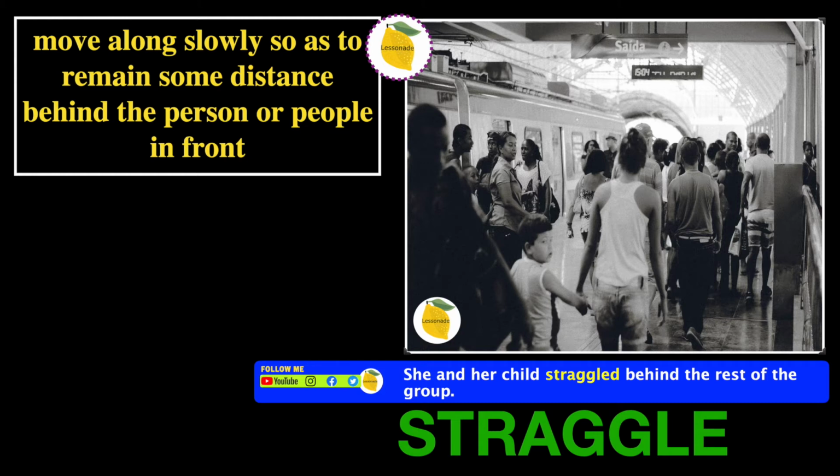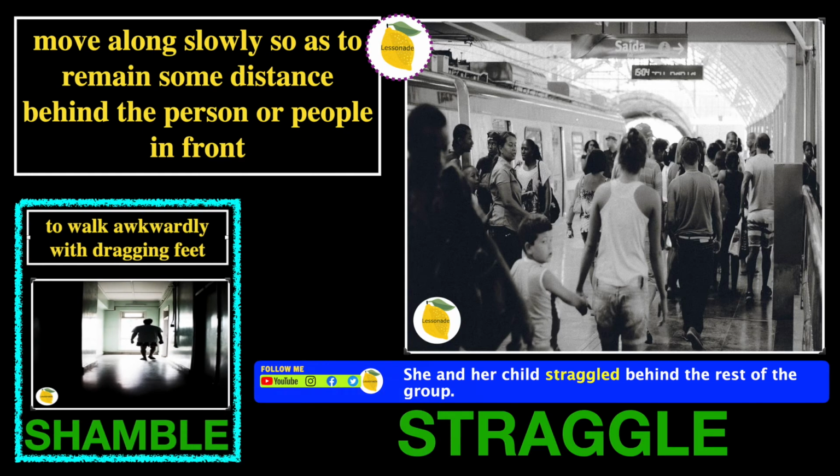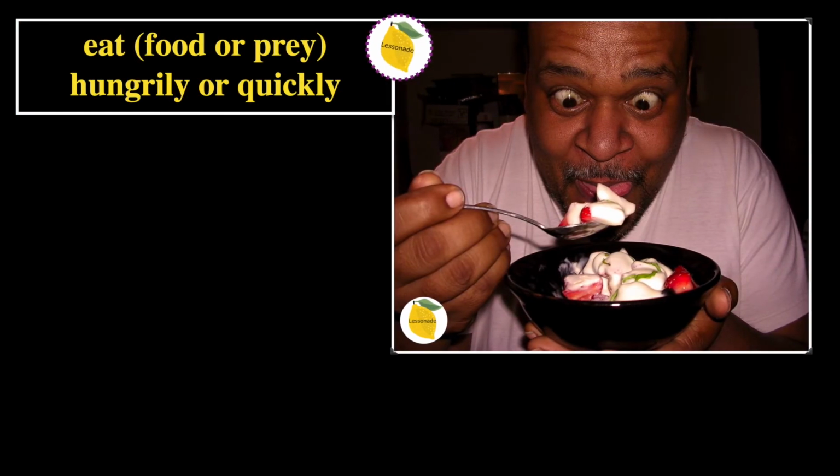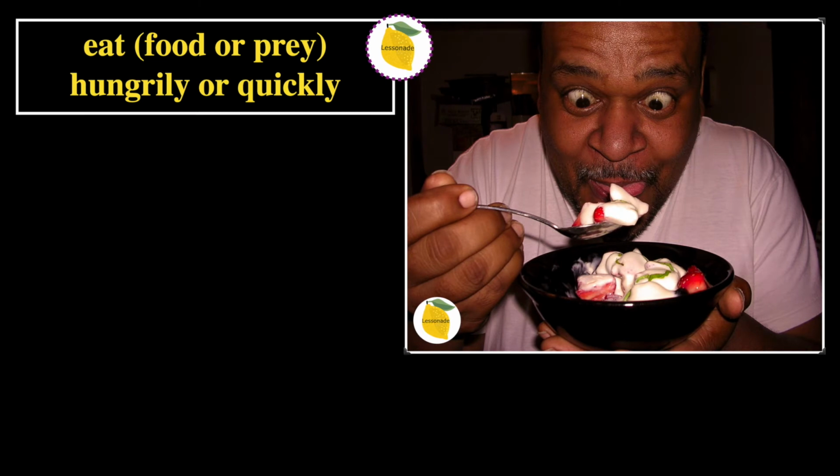So before we go on to the next one, let's try to recall the previous slide. And the word we learned in the previous slide is shamble. Let's go on to the next one. The next one is eat food or prey hungrily or quickly.